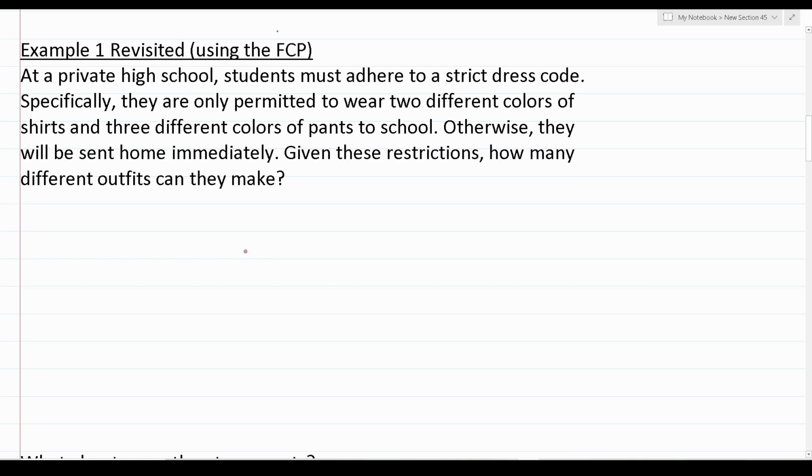So in this case, we have 2 different events. Again, we have this first event, which is the color of the shirt that they can wear. And as far as the color of the shirt they can wear goes, they can wear 2 different colors, okay?